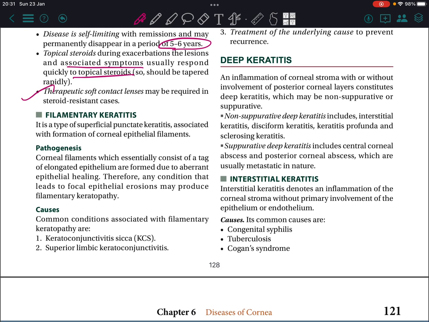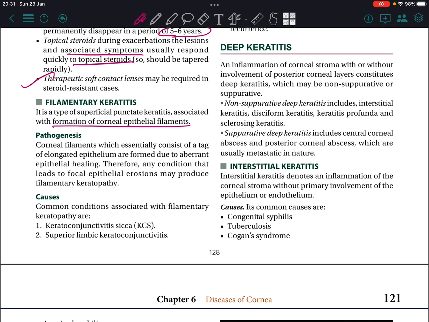Filamentary keratitis, it's the last form. It's a type of superior punctate keratitis associated with formation of corneal epithelial filaments. Corneal filaments, which essentially consist of a tag of elongated epithelium, are formed due to aberrant epithelial healing. Therefore, any condition that leads to focal epithelial erosion may produce filamentary keratopathy.